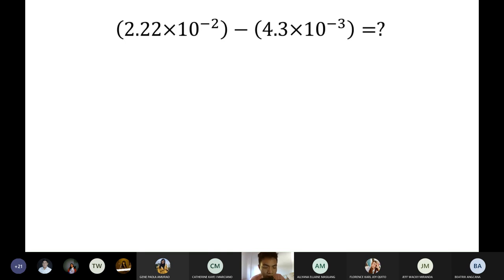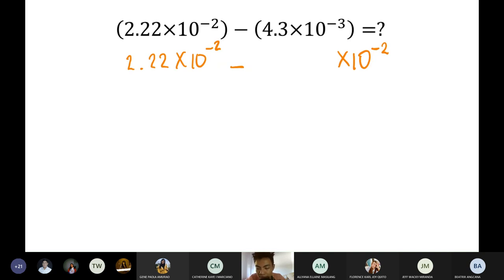Suppose I want to make my exponent equal to 10 raised to negative 2 for both numbers. Okay, so that means for the first number, I'm not going to do anything with this because this is already raised to negative 2. However, for my second number, the subtrahend, I need to move my decimal point one place to the left so that the exponent will be increased from negative 3 to negative 2.